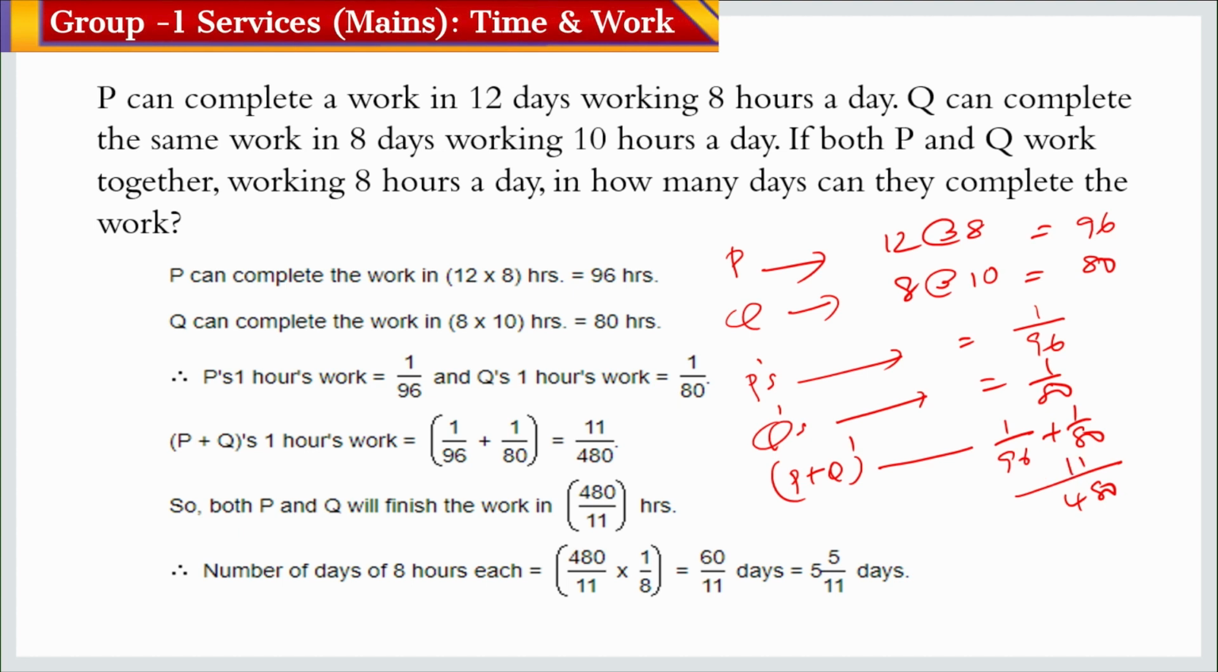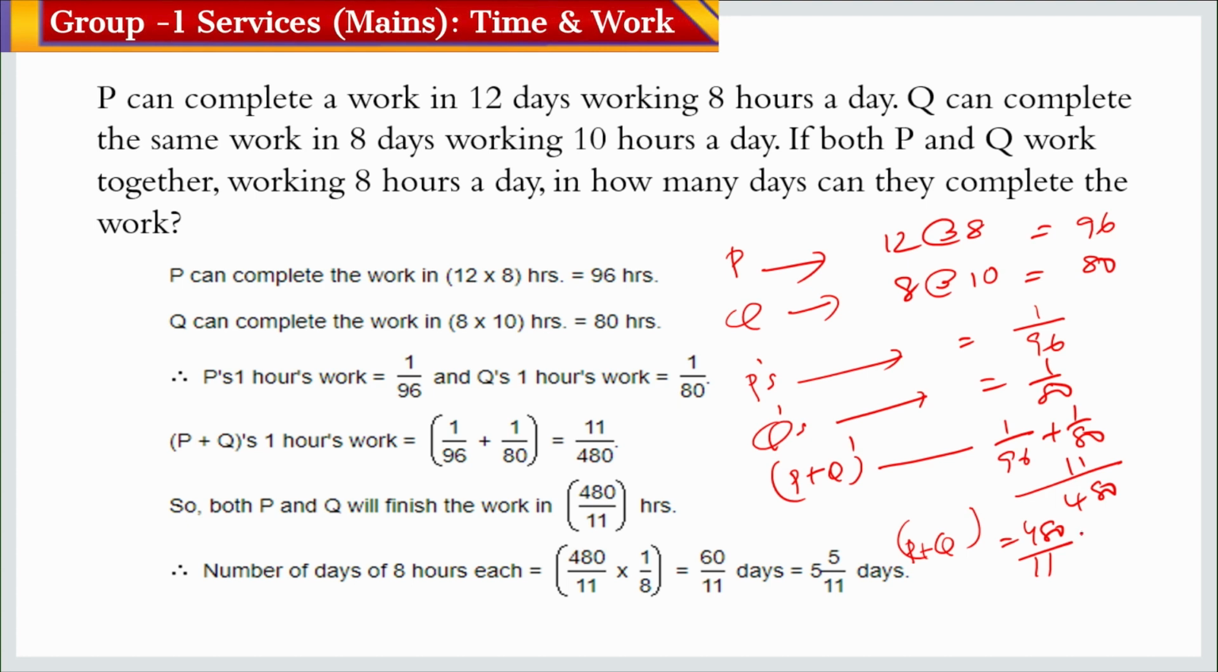Means it is 480 by 11. So, P and Q can combinedly work together in 480 by 11 hours. Okay. So, if you want to find the number of days of 8 hours each, what is the condition here? Working for 8 hours a day, how many days can they complete the work?